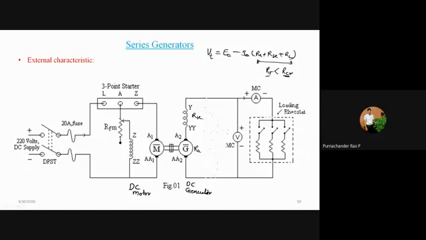So we need to see that the total resistance offered by the armature resistance, series field winding resistance, and load resistance should be less than the critical field resistance. Then the voltage buildup takes place. So the voltage buildup takes place if RT is less than RCR. At the no load condition, your generated voltage is very small. As the load current Ia increases, your Ea increases.